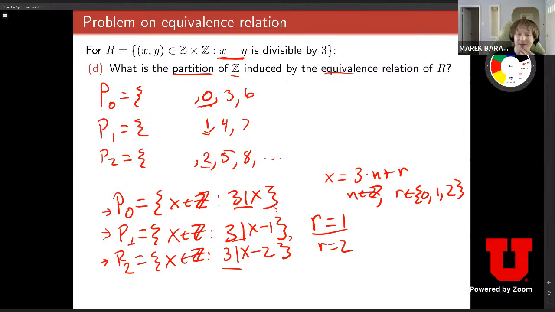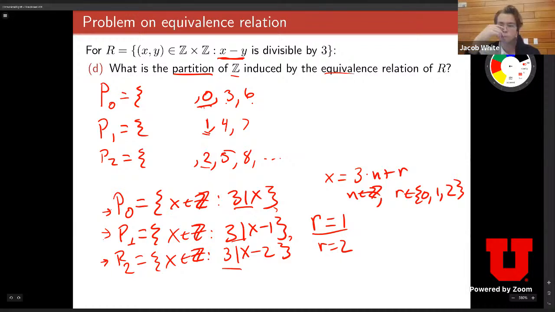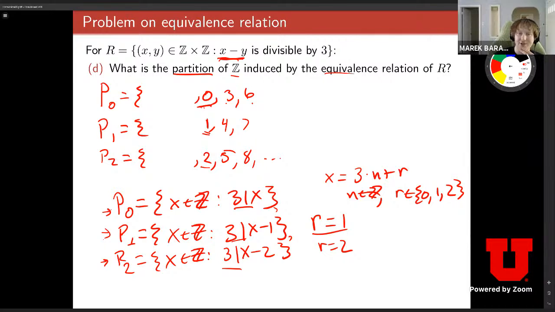P0 is the set of integers that are divisible by 3, right? So like 0, 3, and 6. All of these are related to each other under the equivalence relation. P1 is the set of integers with a remainder of 1, like 1, 4, and 7. All pairs of these are in the equivalence relation, and so on. If you were dividing by like 5, would you have more? You would have 5. Okay, gotcha. And that would just be from the remainders. Right. Maybe that'll show up on a quiz.